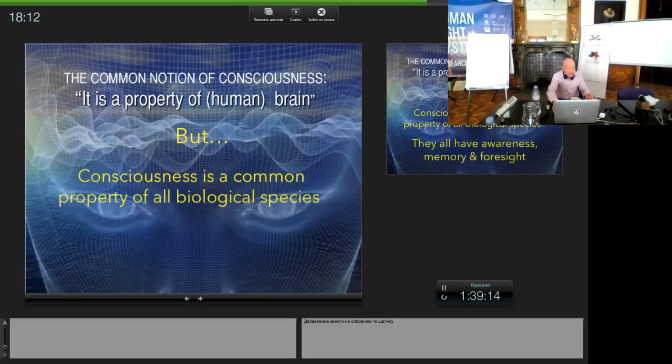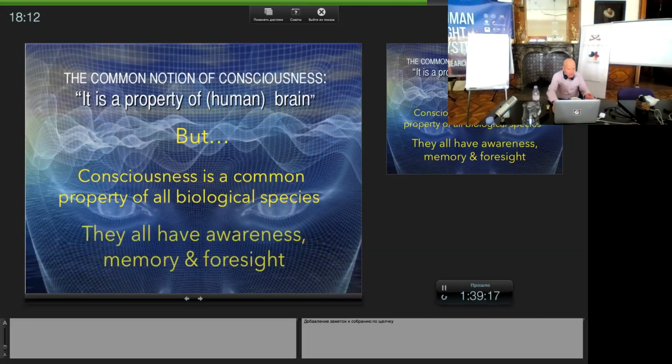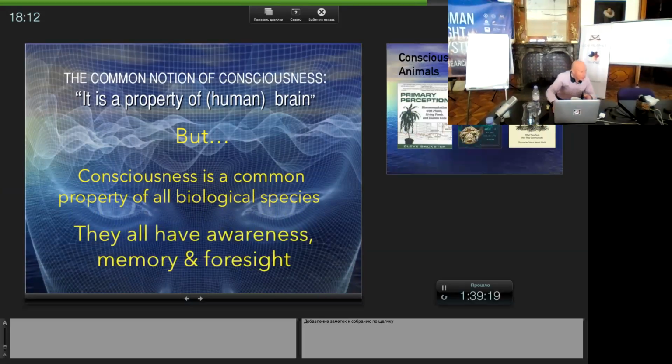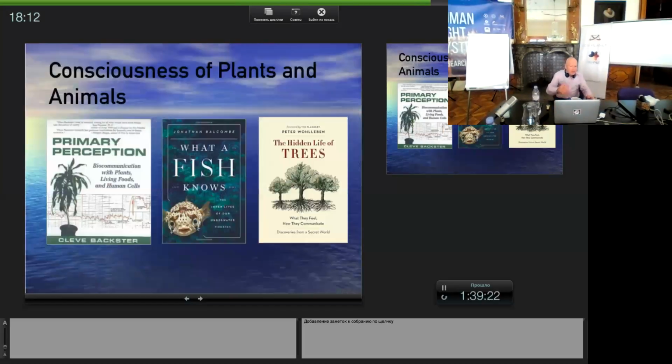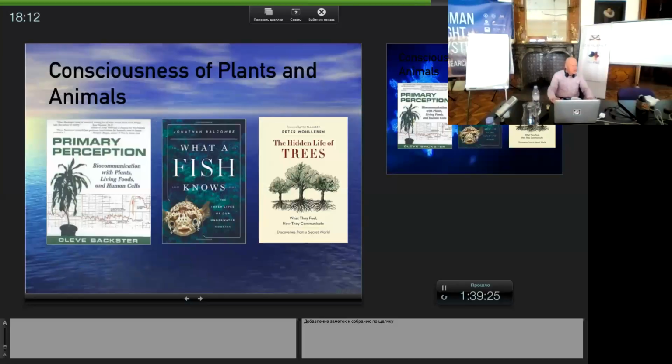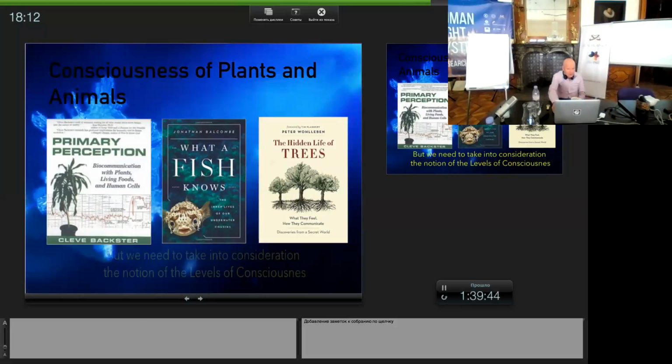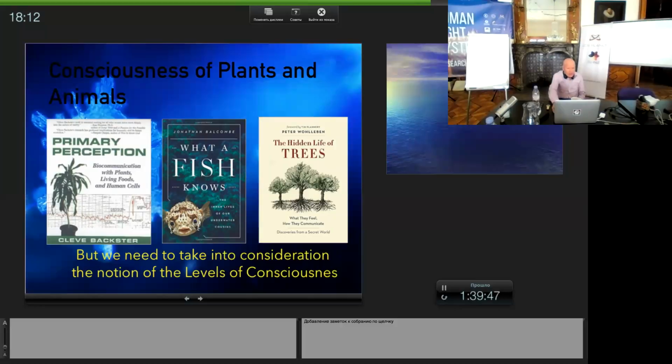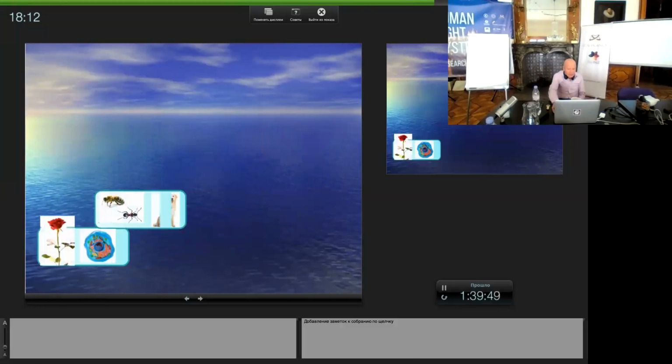But consciousness is a common property of all biological subjects. So it's not only humans, it's not only animals. Now there is a lot of study about the consciousness of trees, plants, fish. So we understand that all of them respond to the environment, they respond to our human intention. So it's absolutely clear information, there is a lot of research now, and it's all published. And we have levels of consciousness that we discussed with you.